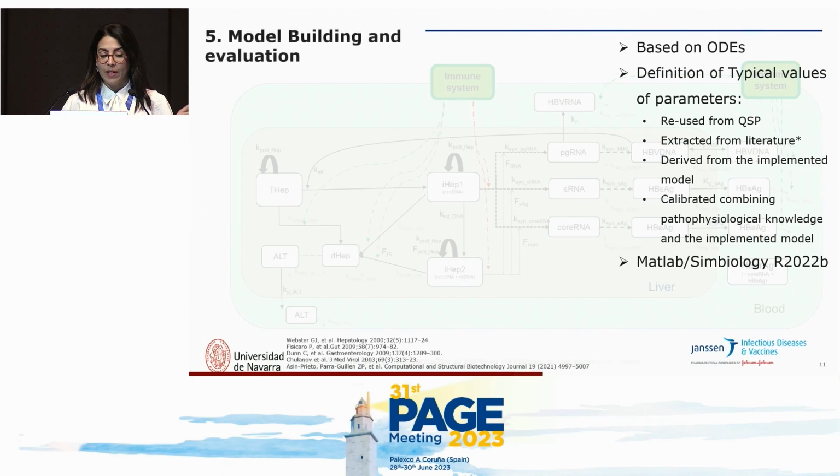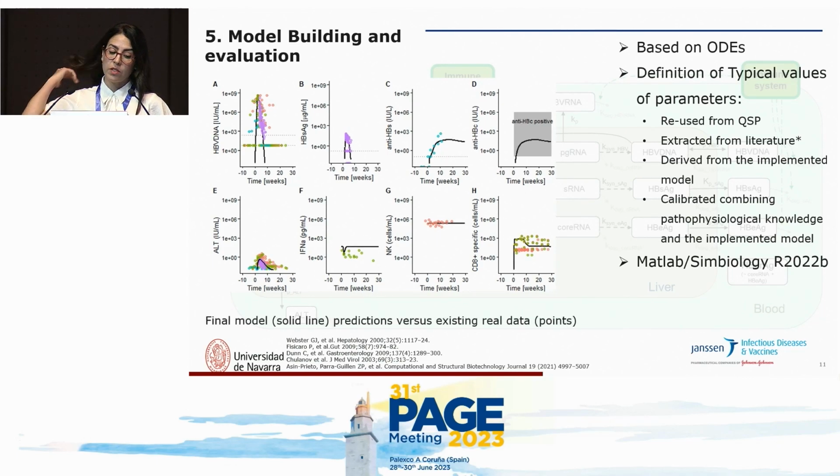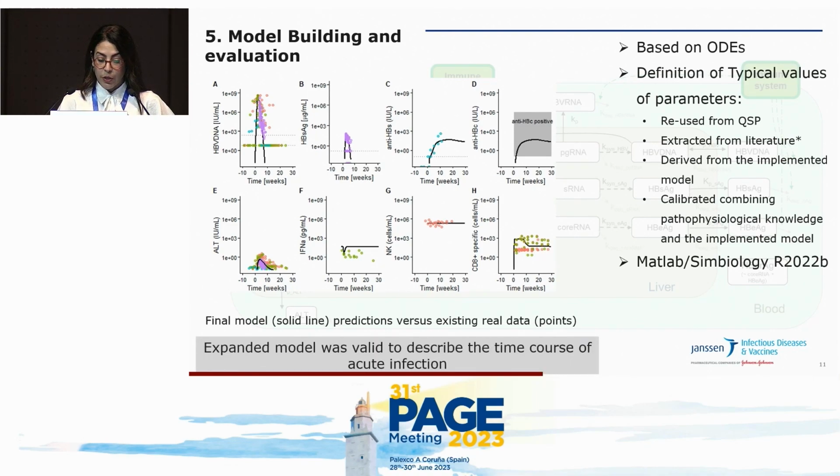To ensure that the model was still capable of reproducing the acute infection, we extracted data coming from patients undergoing the acute infection, and we confronted this observed data, where each panel is a biomarker, with model predictions, which are shown in solid black lines, and we concluded that the expanded model was still valid to describe the time course of the acute infection.